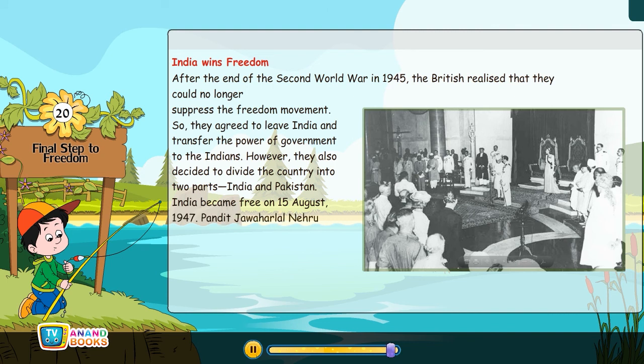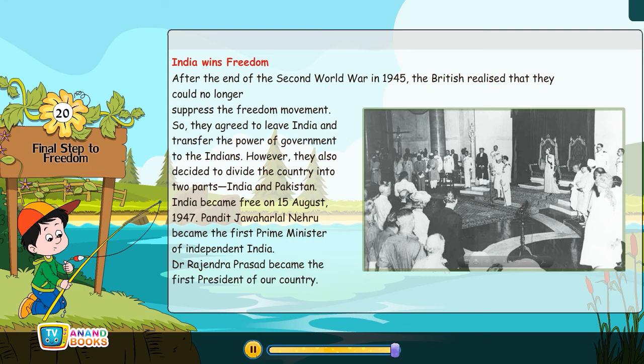Pandit Jawaharlal Nehru became the first Prime Minister of independent India. Dr. Rajendra Prasad became the first President of our country.